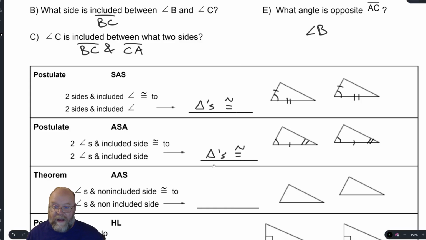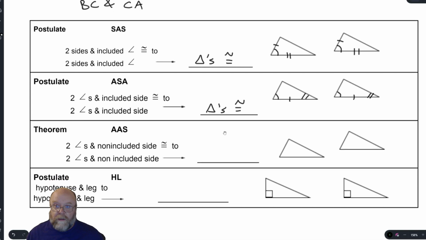This is one that would have to be proved. These are more observations. It's hard to prove them, but it's like always true. It's kind of weird. AAS is angle, angle, side. So two angles and a non-included side. So this one is congruent to these. If that's true, then you can also say that your triangles are congruent.